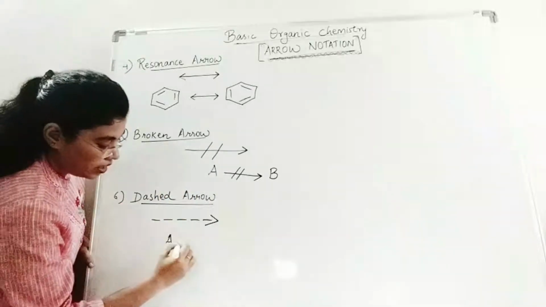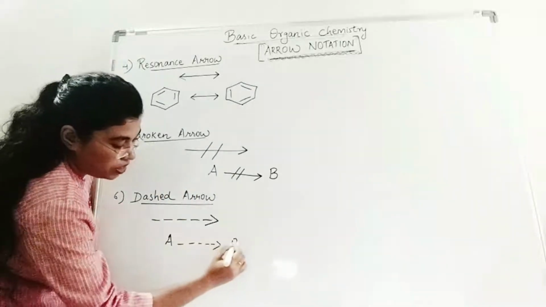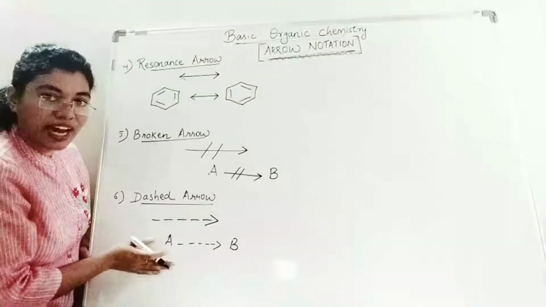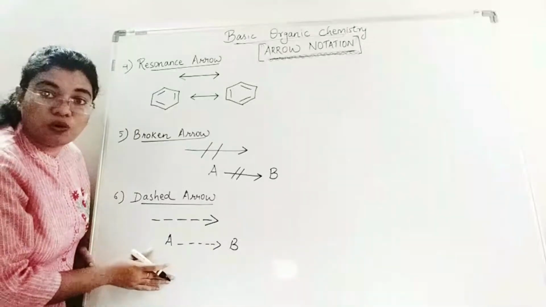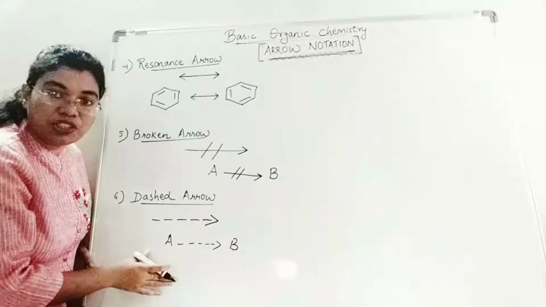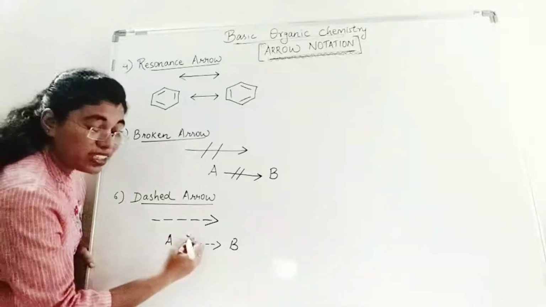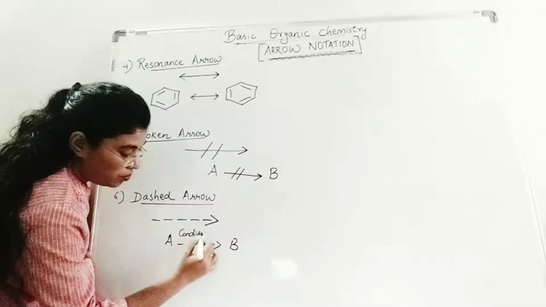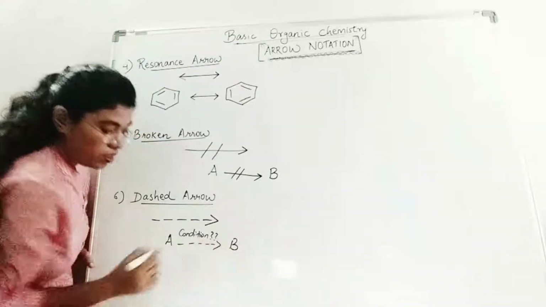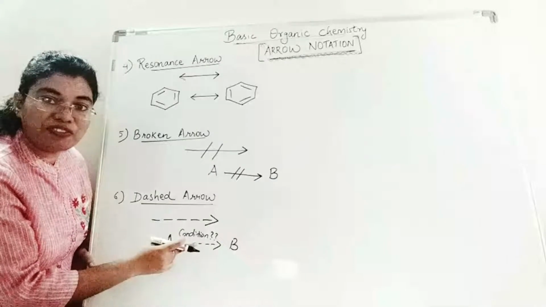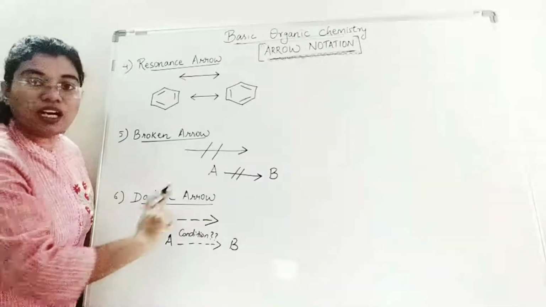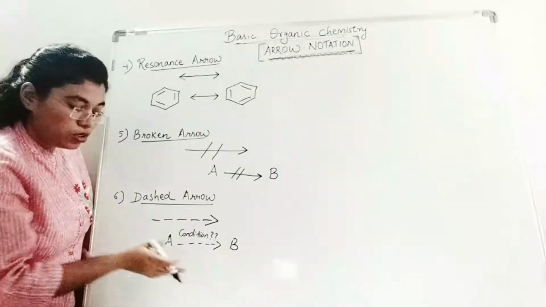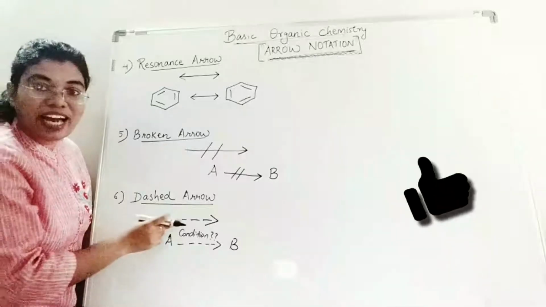Suppose A is giving B. Okay, the reaction has taken place but we don't know the conditions for this reaction. The conditions are unknown. Okay, so I will write the condition is unknown. We don't know the condition under which this reactant has been converted to product. Okay, so in that case we put a dashed arrow.